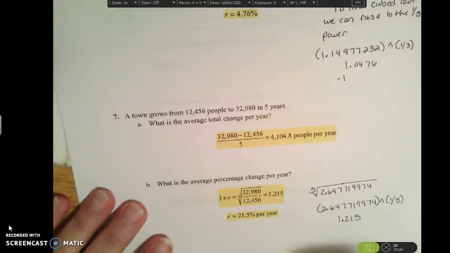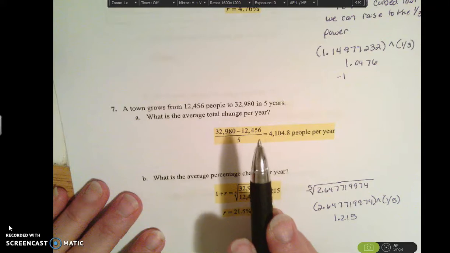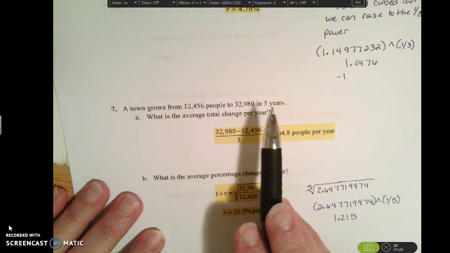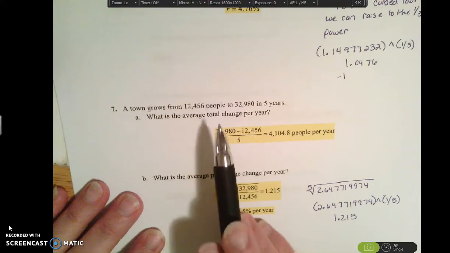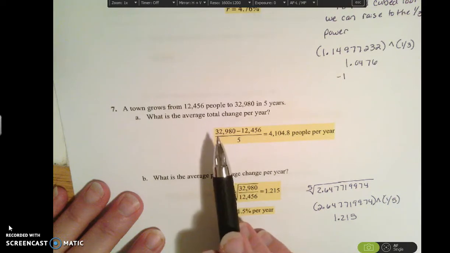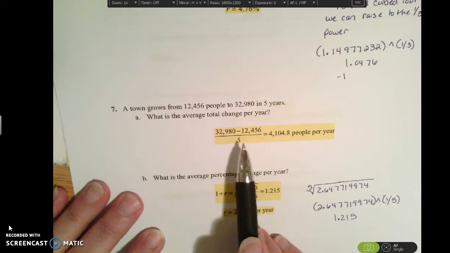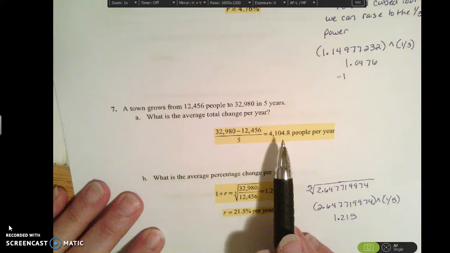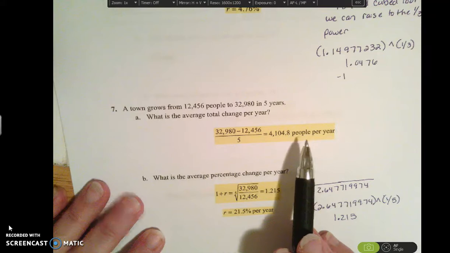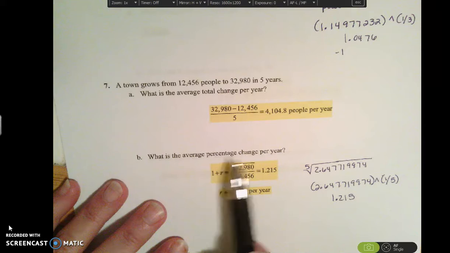Here's another example. A town grows from 12,456 people to 32,980 people. We're not talking about percentages this time. In a 5-year period, what's the average total change? This is not asking for rate, but total change. So I take the new minus the old and divide by 5, and I get 4,104.8 people per year.